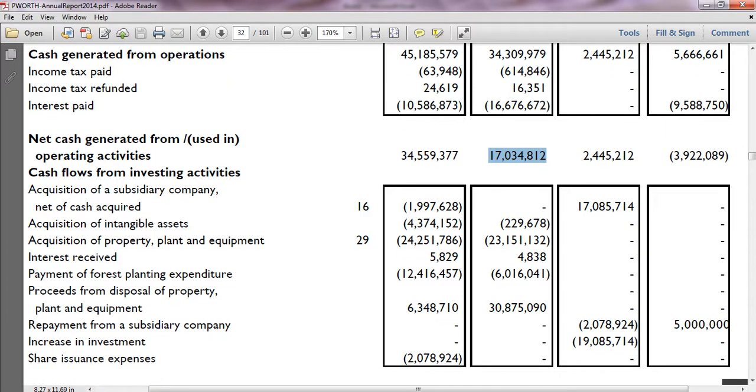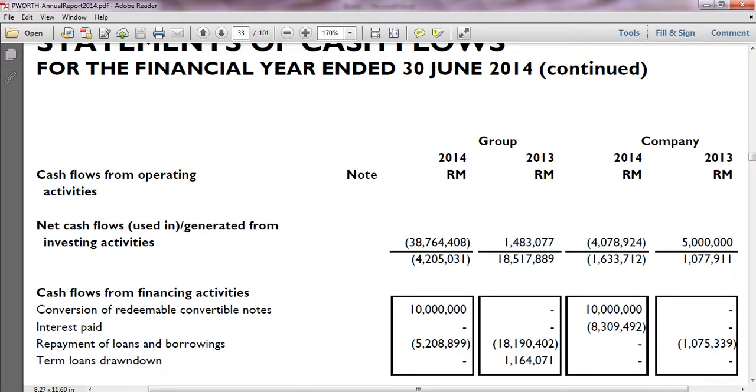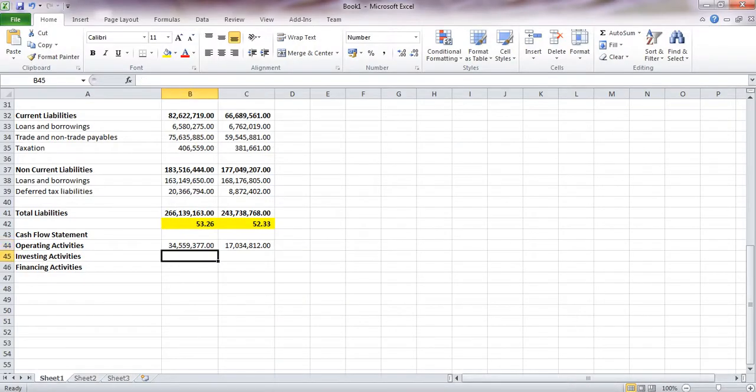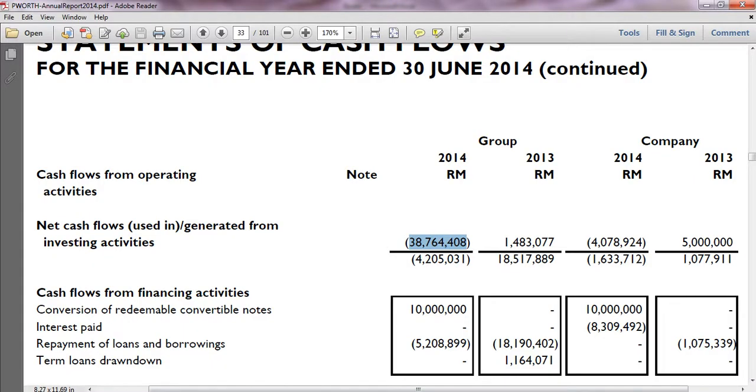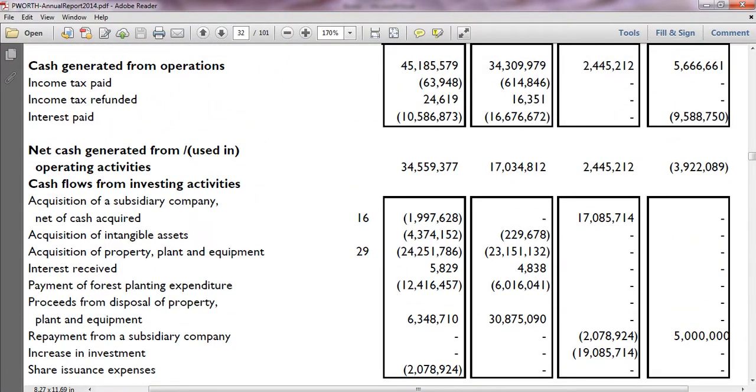So the next one is investing activities, right? So I also don't get a vote on activities over here. So it's 38 million. Seems like this is the net from the investing activity or operating activity. So we just take this one. So from previously, okay, previously maybe we can have a look at the breakdowns.